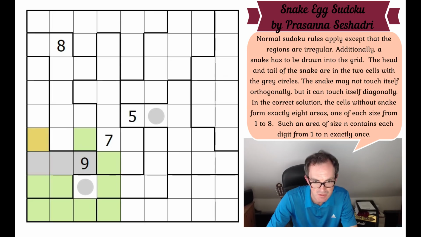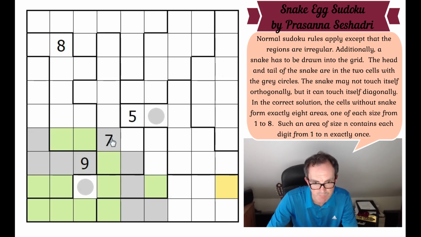That's got to turn. The snake can't touch itself orthogonally, so that's green. These are all snake. This is snake. That's touching the green region orthogonally. This is not the head or the tail, so it must continue. This, therefore, is green.